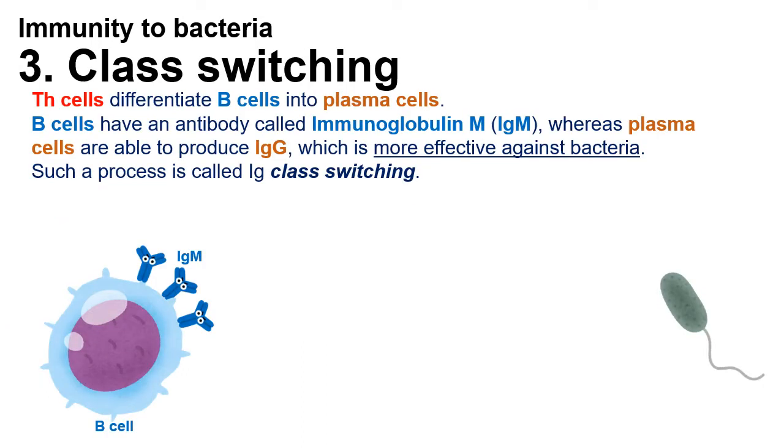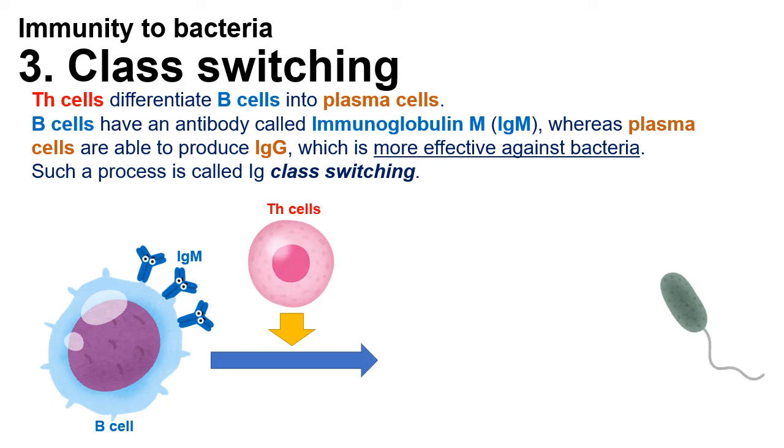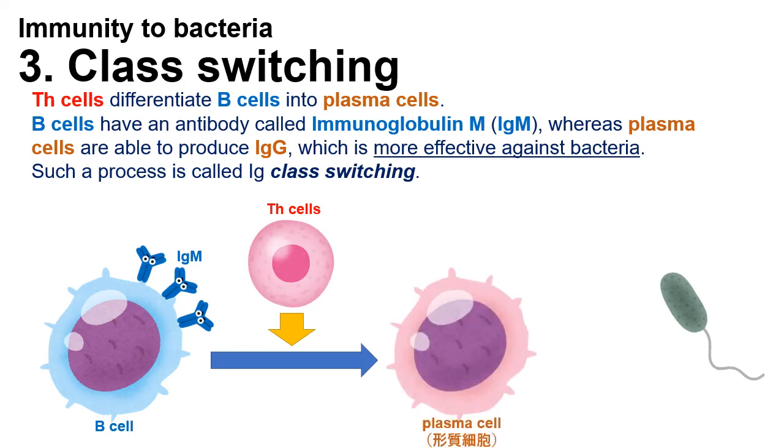Upon antigen presentation, T helper cells cause B cells to grow into plasma cells. B cells have an antibody called IgM, while plasma cells produce an antibody called IgG that is more effective against bacteria. This is called class switching.